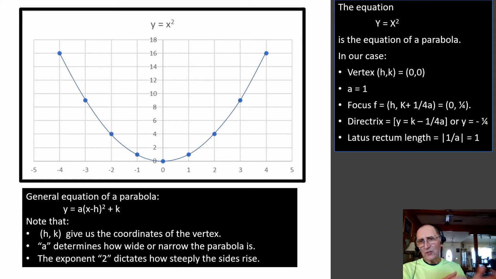Our second equation is y is equal to x squared. Well, that's the equation of a parabola. The general equation of a parabola is y is equal to a times (x minus h) squared, plus k, where h and k are the x and y coordinates of the vertex of the parabola, and a determines how wide or how narrow the parabola is.